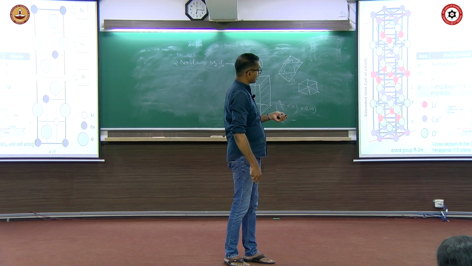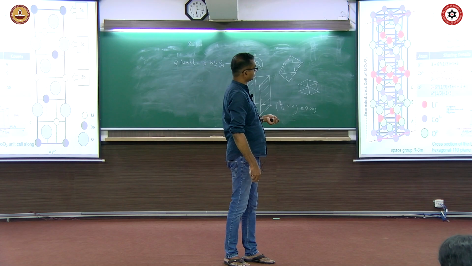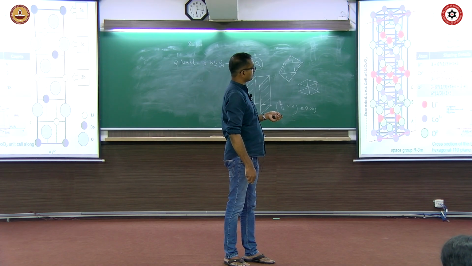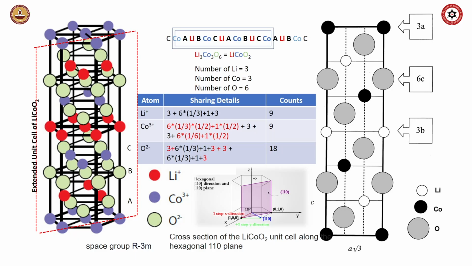Plus 1 into half, which is the 1. This 1 into half, why does it come? This particular fellow here is common. So 1 into half. Plus 3, this 3 is this 3. Plus 3 is this 3. 6 into 1/3 into 1/2 is 1, no? Same thing which is done here. Plus 1 half, this 1 into half. It becomes 9. Do the same thing for oxide.